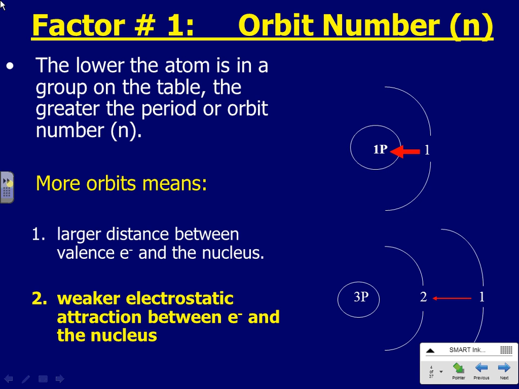Now my picture here is representing the valence electron of two different atoms. And what I'm doing here with this big red arrow is looking at the strength of the force on the valence electrons. Because remember, valence electrons are the ones that are going to bond, gain, lose. We only care about the valence electrons.